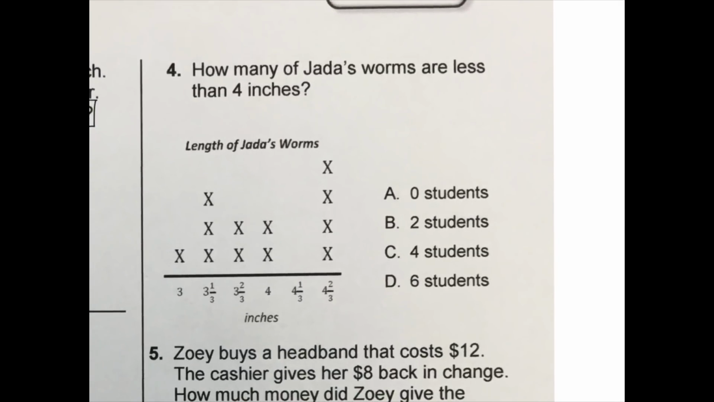Number 4 is a line plot. So before I even read the question, I'm going to look at the line plot. I have a length of Jada's worms. I can see that there is 1 worm that is 3 inches. There are 3 worms that are 3 1/3 inches long. 2 worms are 3 2/3 inches long. 2 worms are 4 inches long. I have 0 worms that are 4 1/3 inches long, and 4 worms that are 4 2/3 inches long.